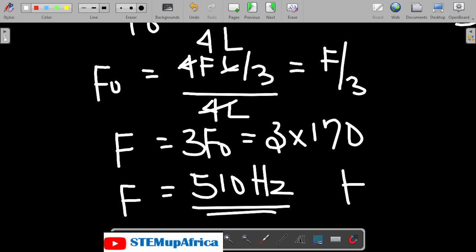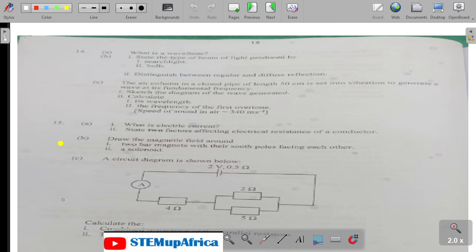This is just the proving. You can just write F1 is 3F0. So I've gotten your F0. This is just the proving to tell you how it was achieved. Just multiply it by 3 times F0, which is 3 times 170. You're going to have 510 as the answer. That is the solution to question 14C, Roman figure 2.